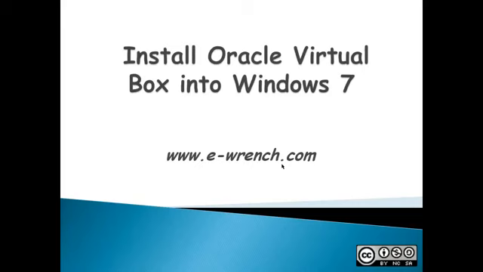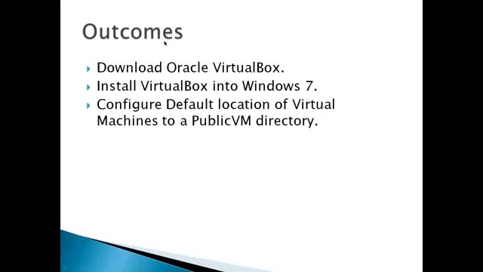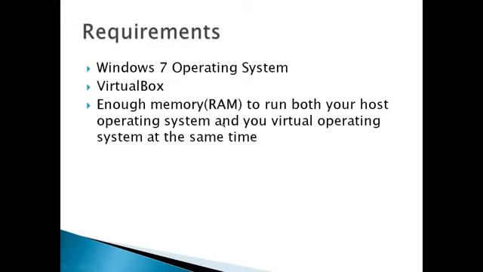This video is about how to install Oracle VirtualBox into Windows 7. Oracle VirtualBox allows you to create virtual computers or virtual machines so that you can run multiple operating systems from your own computer. The outcomes for this video are you should be able to download Oracle VirtualBox, install VirtualBox into Windows 7, and configure a default location of virtual machines. In my case, I configured it to a public VM directory, but you can leave it wherever you want.